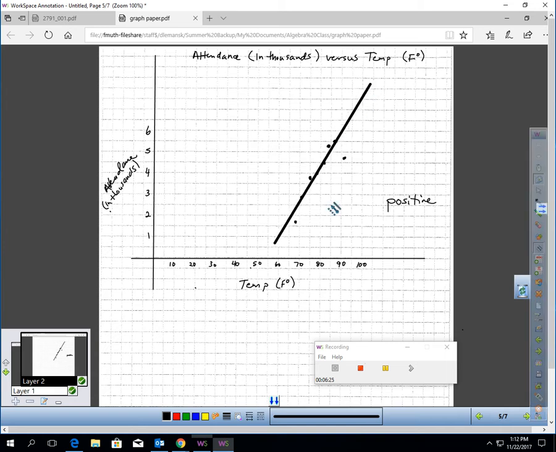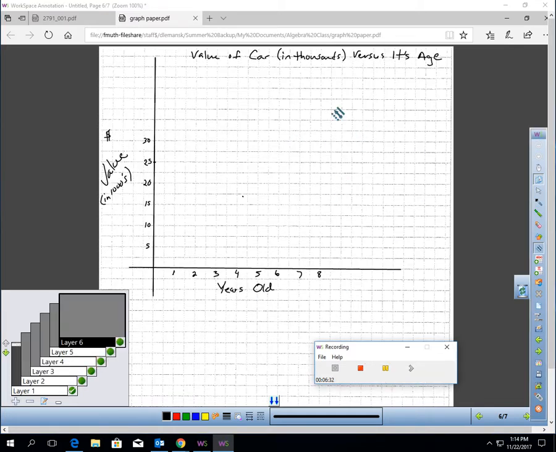You can see it's kind of rising. As the temperature rises, the number of people attending is increasing too. For the second table, this table compared the value of your car in thousands to the age of the car.